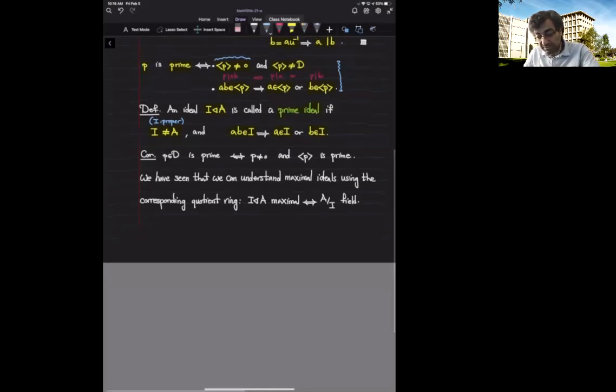So immediately we deduce that in an integral domain, an element P is prime if and only if it is not zero and the ideal generated by P is prime.